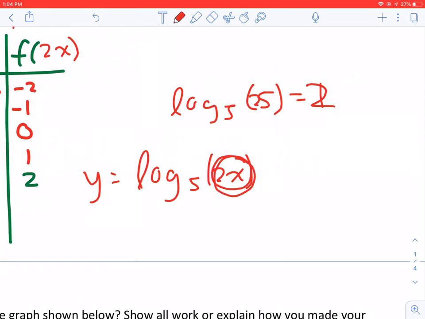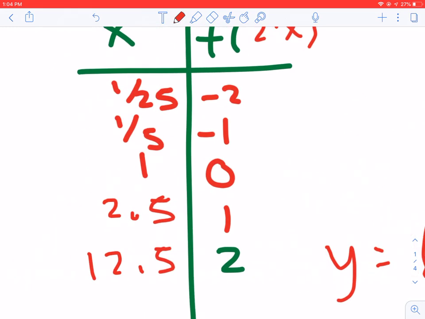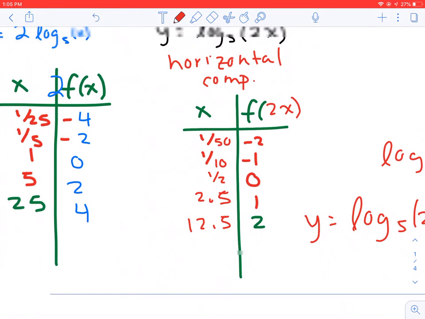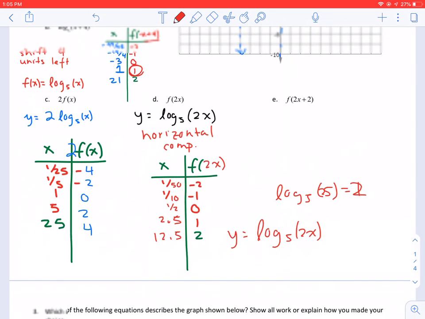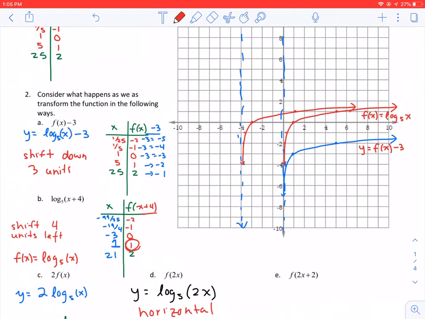So what do we need in this input now for it to be 25? Well, we need half of 25, or 12.5. So instead of (1, 0), this will become (1/2, 0). Instead of 1/5, that becomes 1/10. That becomes 1/50. So we're halving all the x values when that happens. And that's going to be a horizontal compression. If you want to plot those points, go ahead.